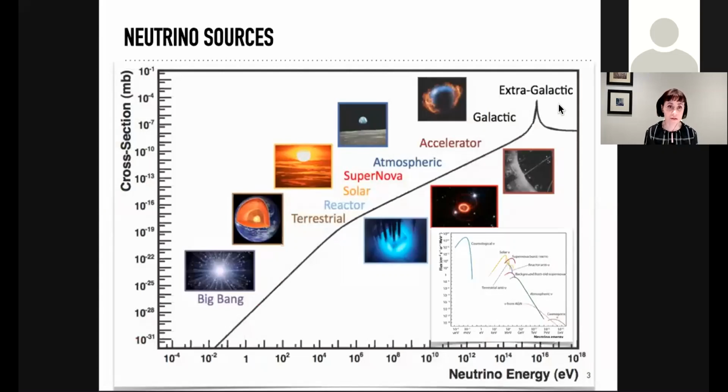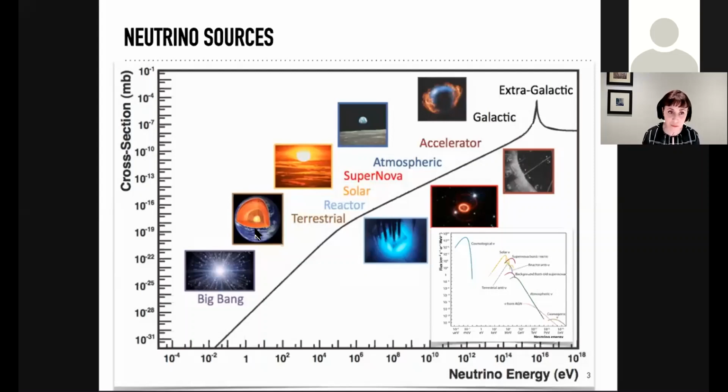You will have several talks on neutrinos during this conference, and all of them will explore different parts, which are all crucial and fundamental. I'm just focusing on a particular part. But you can see that neutrinos can come from everywhere. This is a plot of basically the probability of interaction, the cross-section, as a function of neutrino energy. Neutrinos are elementary particles, so they have some energy, and they can come from the Big Bang. They can come from our own Earth.